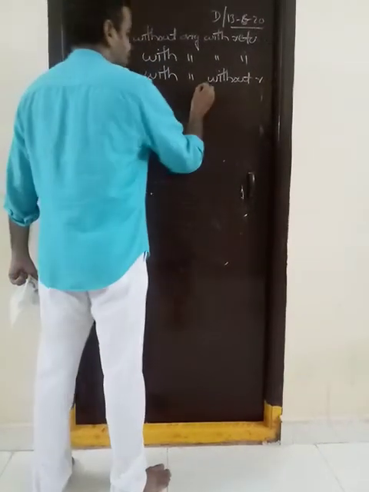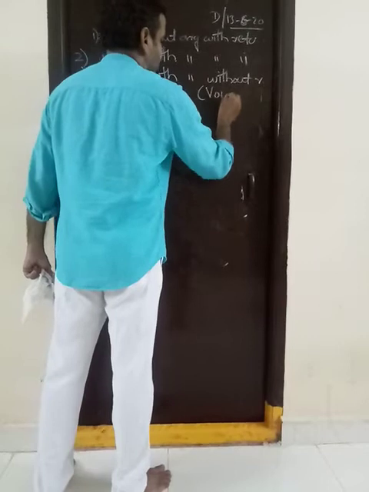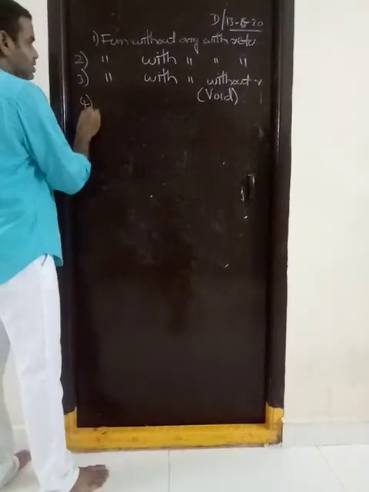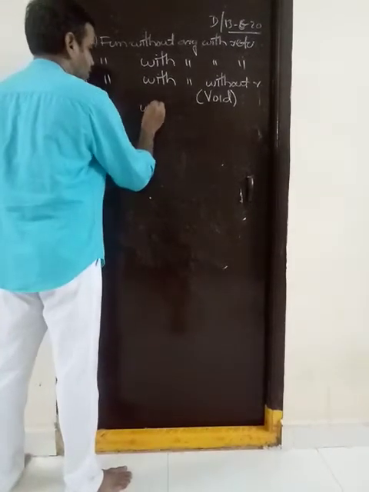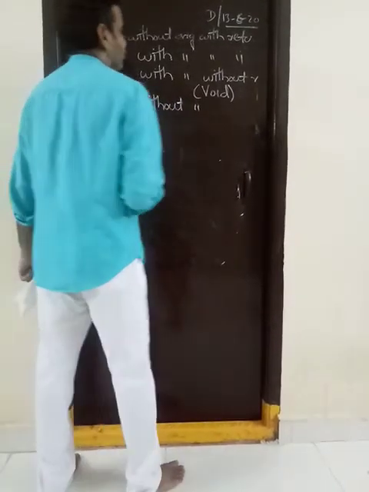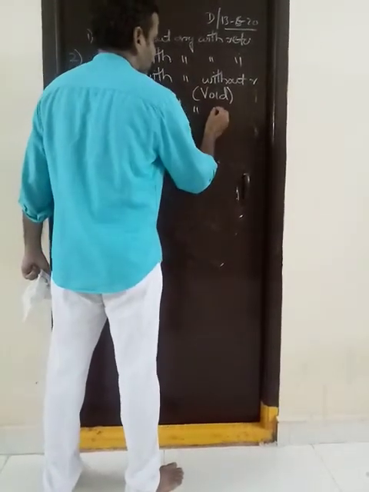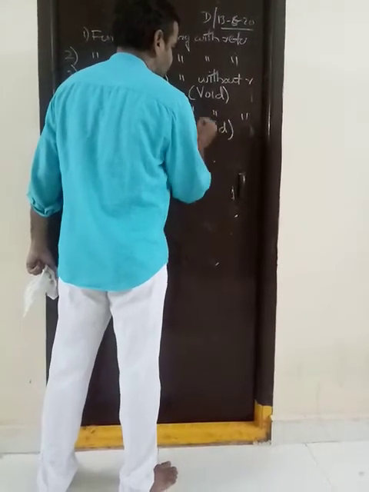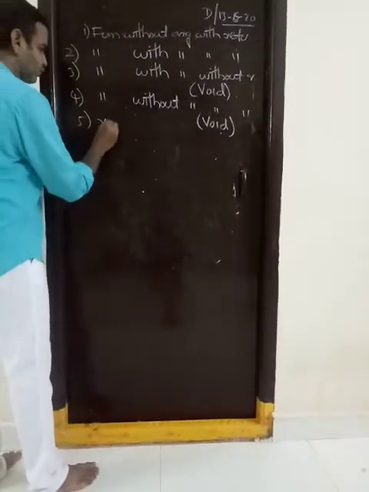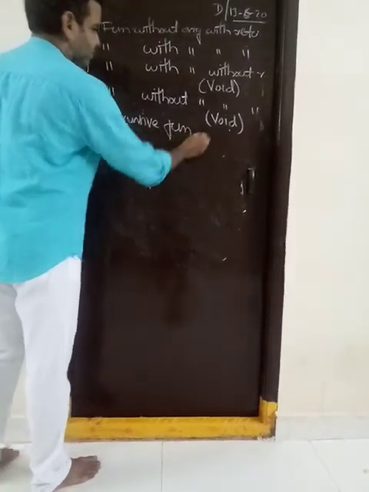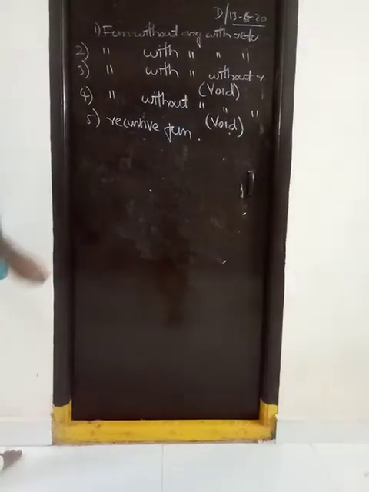Without return, it is also called a void function. If you are not returning, that is an example of a void function. We will see void functions also. Next one is function without argument and without return statement. This we can also call a void function. The next one is a recursive function. Recursive means a function that calls itself is called a recursive function.